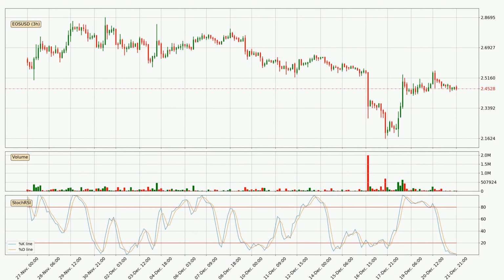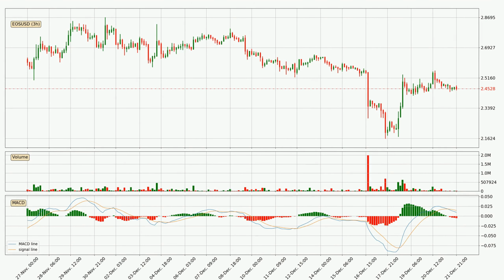Jumping to the 3-hourly stochastic RSI, the crypto is being oversold because both the %K and %D lines are currently very low. This means that we can expect a change in the trend, or for the crypto to remain at least stable for some time. However, the K line still hasn't crossed the D line, so you should wait to see if the trend will actually change to the upside.